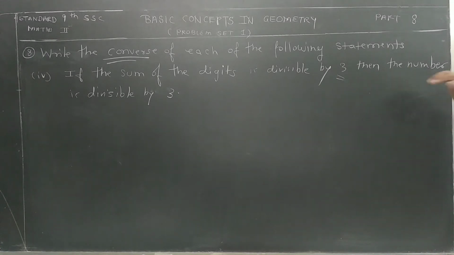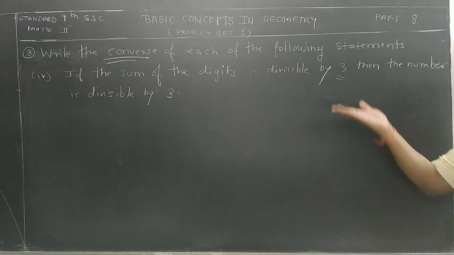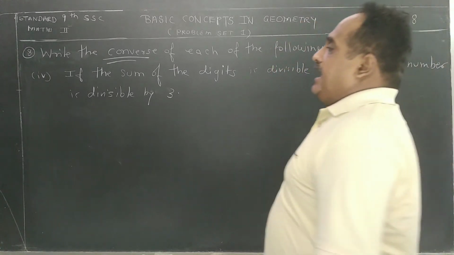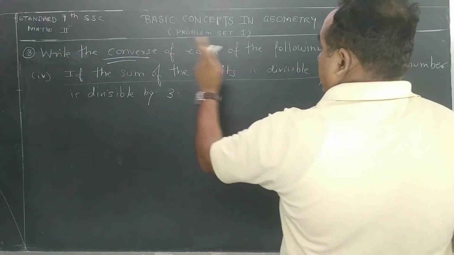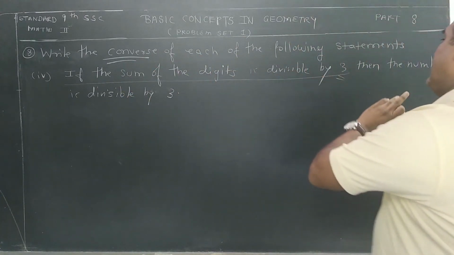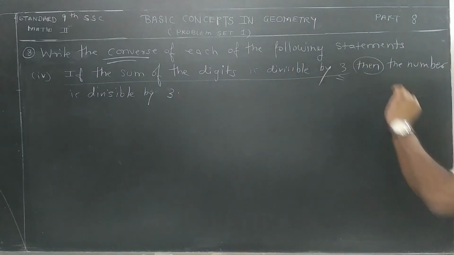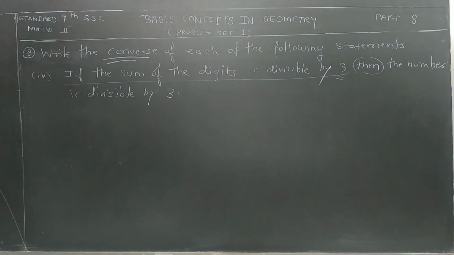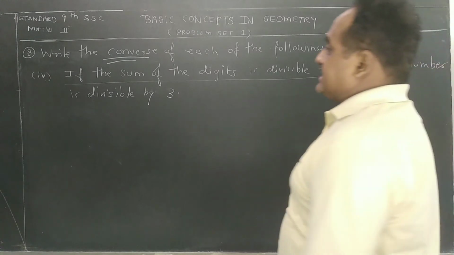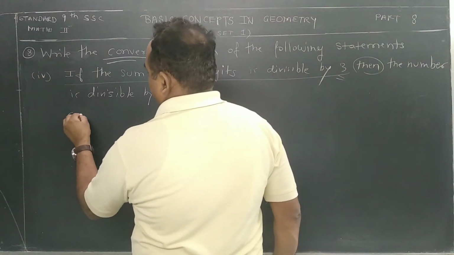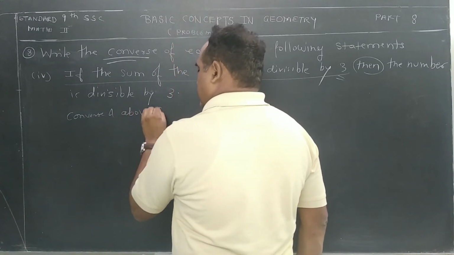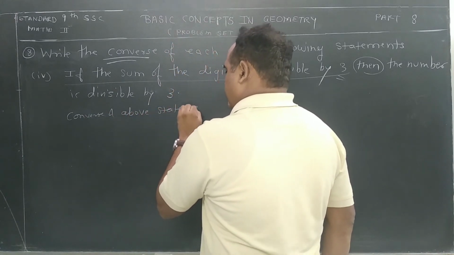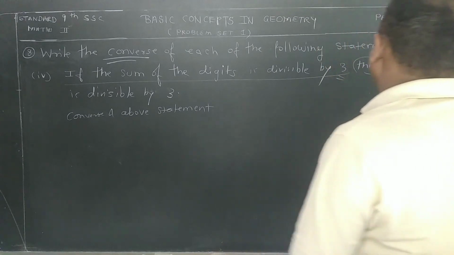Now we are going for this question. We are trying to find the converse of it. What is the converse? What is the antecedent, from here to here, right? If the sum of the digits is divisible by 3, then the part after that is the consequent. We have to make the antecedent the consequent, and the consequent the antecedent. The converse of the above statement. What is the converse of the above statement?